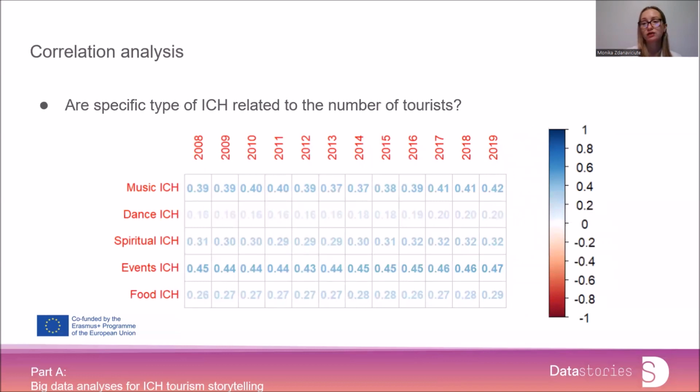After analyzing total numbers of ICH elements in the countries, we decided to see if specific type of cultural heritage has relation with number of tourists. As we can see from this table, strongest correlation is observed between events ICH and tourists, then music ICH and tourists, and the weakest correlation is observed with dance type ICH elements. This may also be related to number of ICH elements described in different groups. For example, there are more event ICH elements than food.